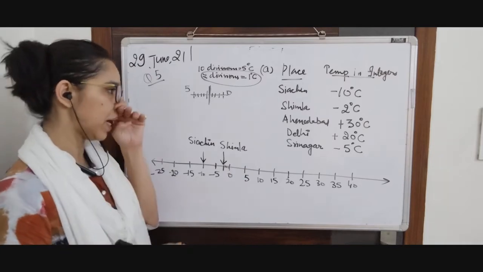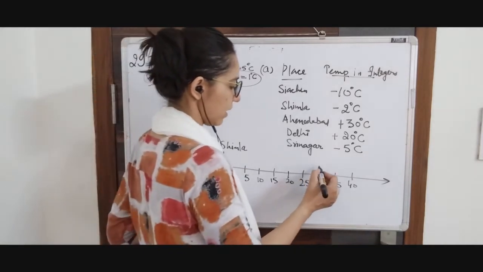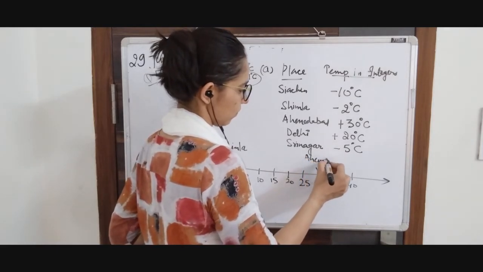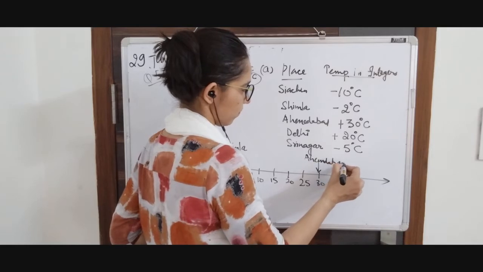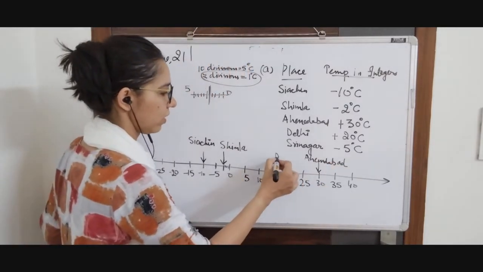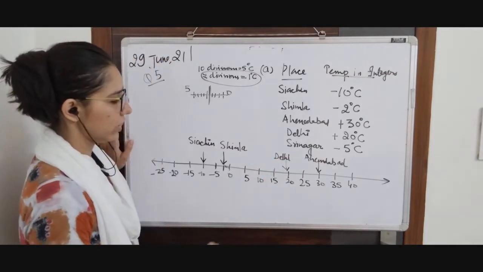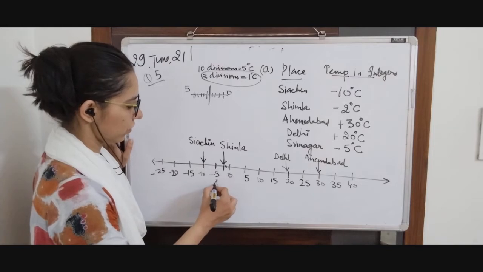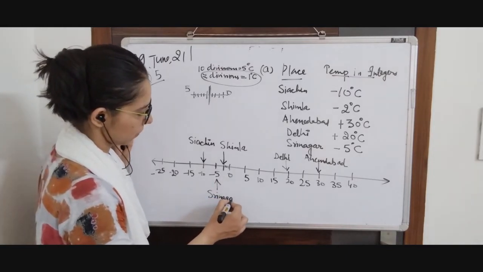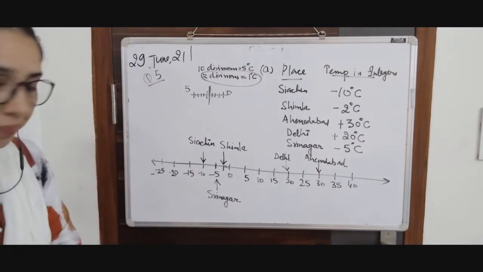Next is Ahmedabad. Ahmedabad is 30 degrees Celsius. So 30 is here on the right hand side. This is going to be Ahmedabad. Then we have Delhi, plus 20. This is going to be Delhi. Next is Srinagar. Srinagar is minus 5. So this is going to be Srinagar. This was the representation of all the cities on the number line.